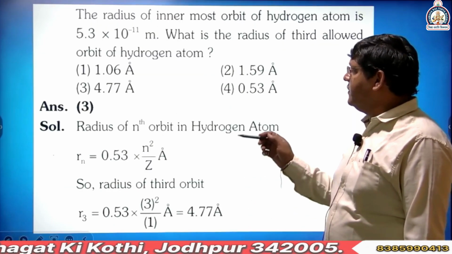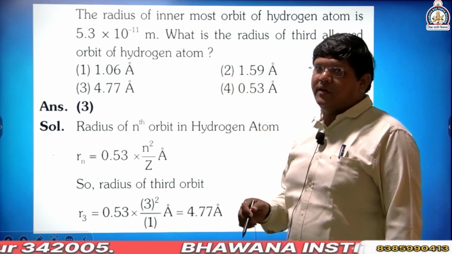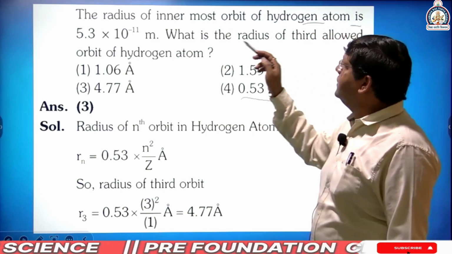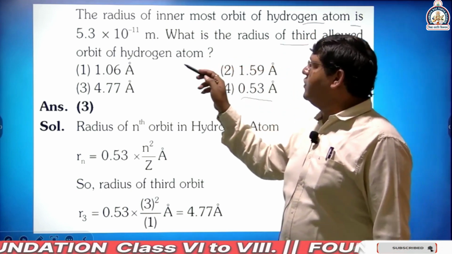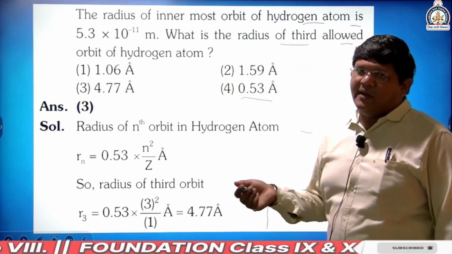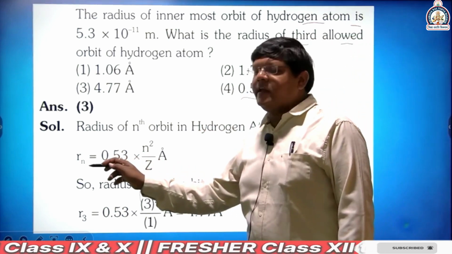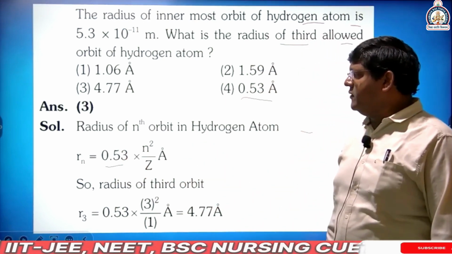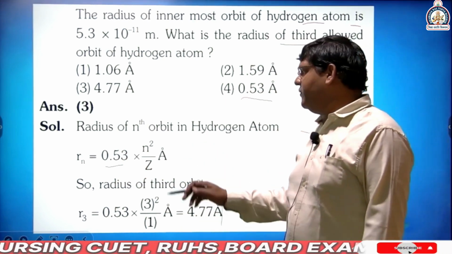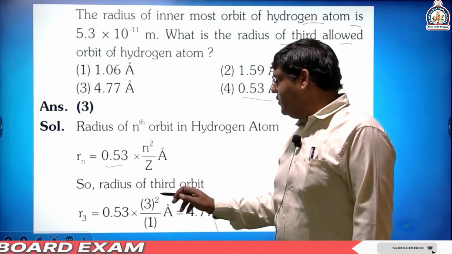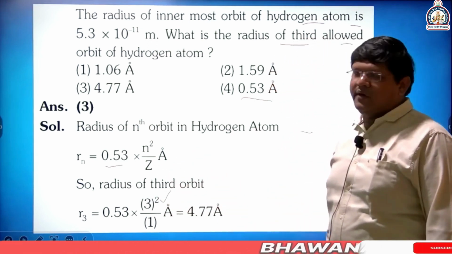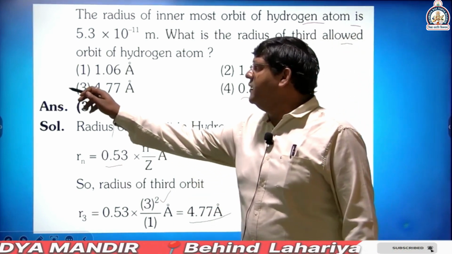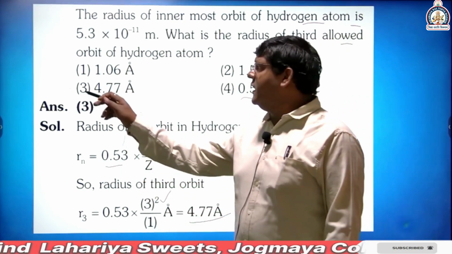Now, the next question is related to the spectral series. The radius of the innermost orbit of hydrogen atom is this. What is the radius of the third allowed orbit of the hydrogen? This is the direct relation. Rn, the radius of the nth orbit, is equal to 0.53 into n square upon Z. We have to calculate the value of the third orbit, so we put n equal to 3 and Z equal to 1 for hydrogen. We get 4.77 angstrom. That is option number 3. This is the direct relation.